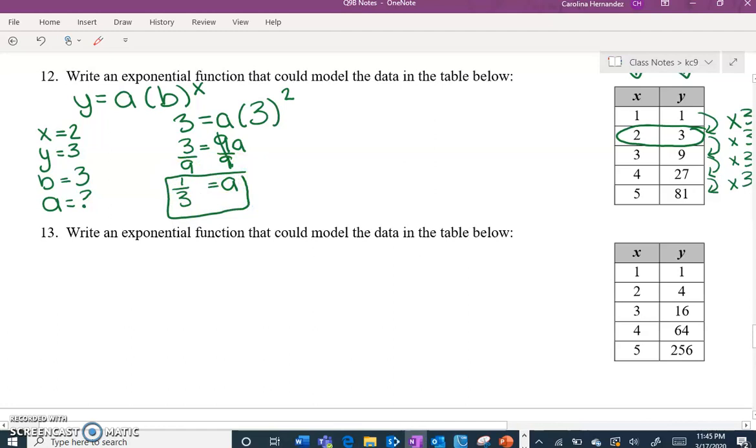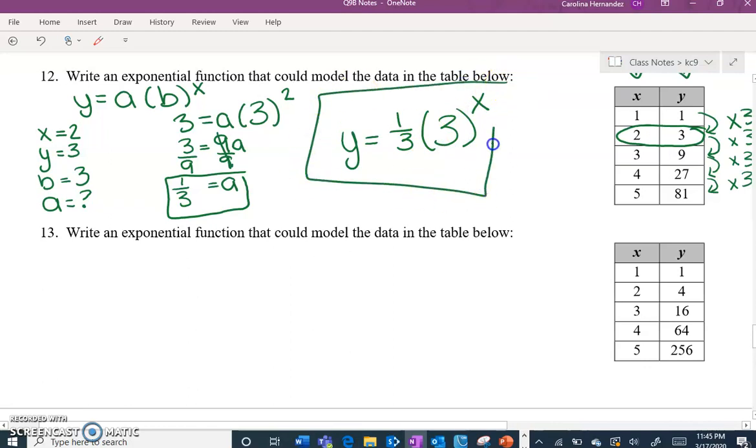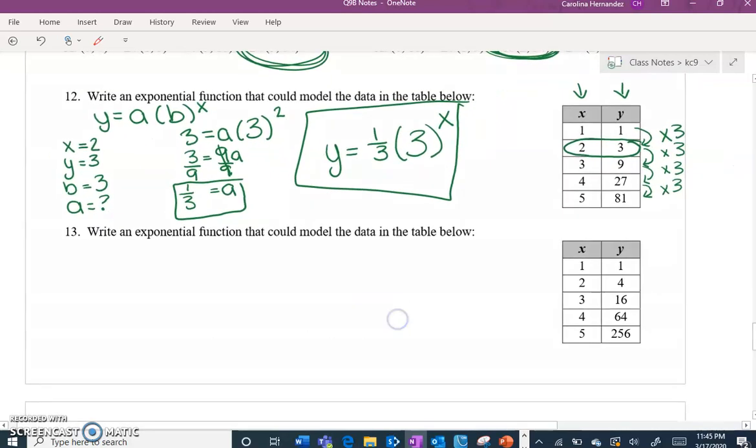Now that I've figured out all the components, I can write the general formula with its corresponding a value and b value. So our final answer is going to be y equals 1/3 times 3 to the x power. And again, we were able to use the information of the table in order to do this.